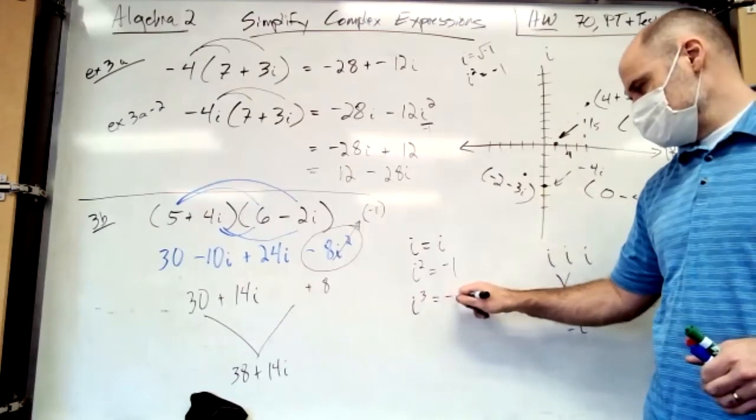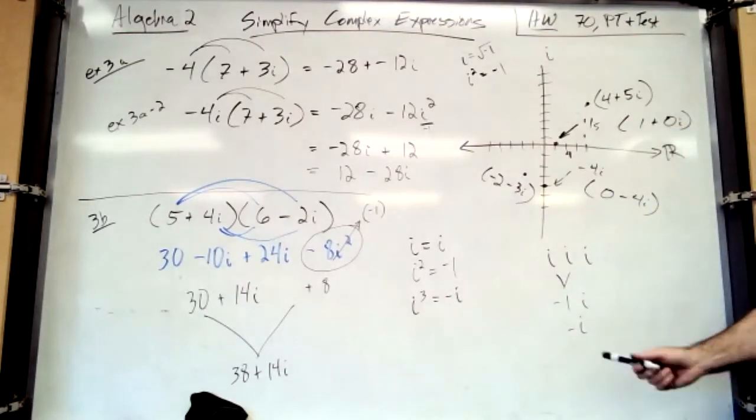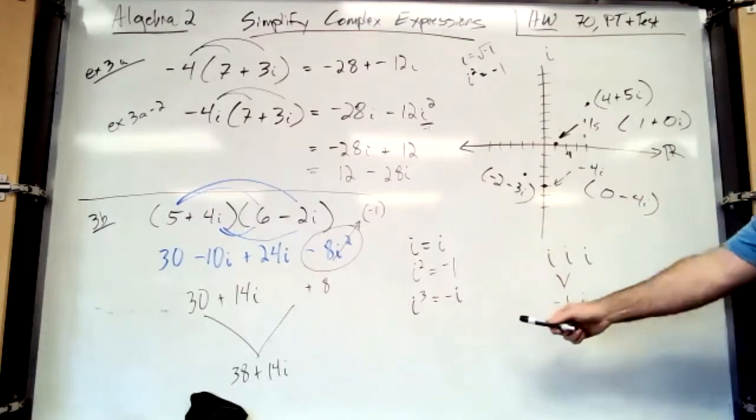Why wouldn't the last one be a 1? Why wouldn't it be like 1 plus 1? Well, you're not adding anything. It's all multiplication.